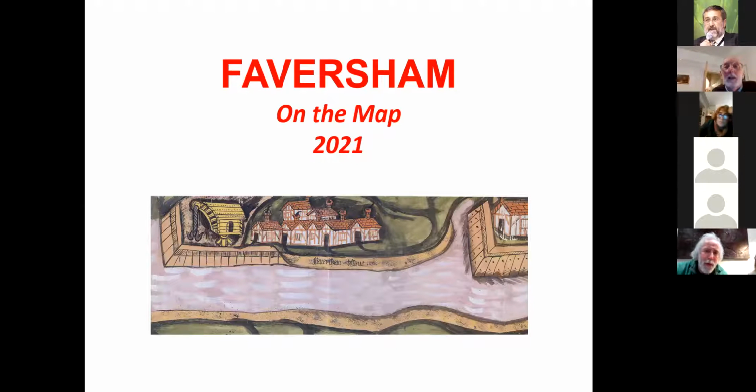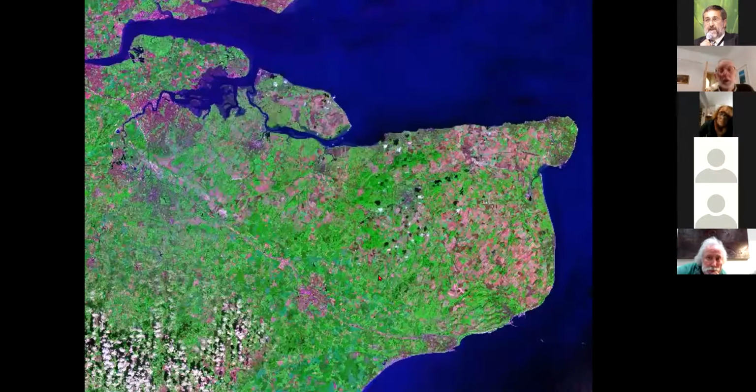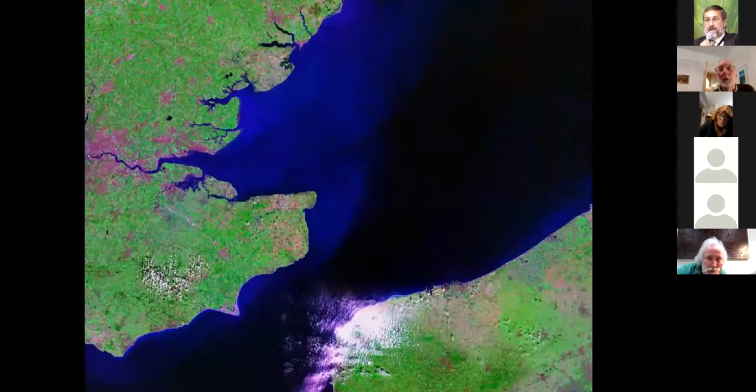So there's the title, Faversham on the Map 2021. And I'll go straight into the first slide. I just want to have a look at where Faversham is and how it relates to the rest of the world and the rest of the country, so we get a context for all these maps. So we start with this, a satellite view of, oops, I've got a very sensitive touchpad on this machine, so it keeps jumping from one slide to another. I'll try and control that a bit more.